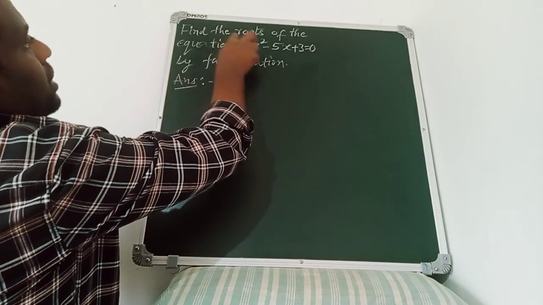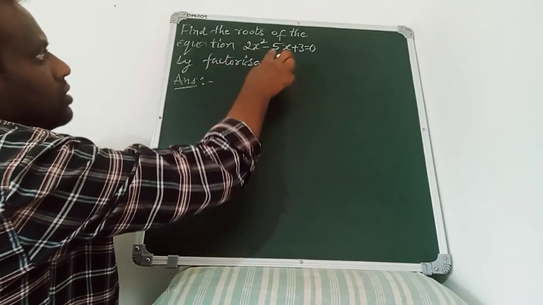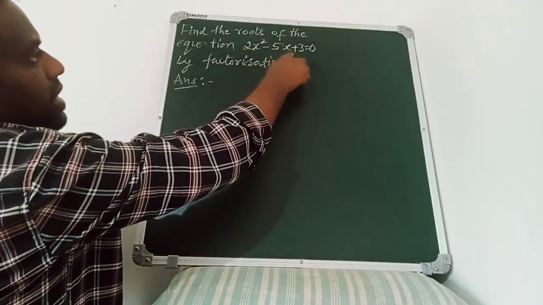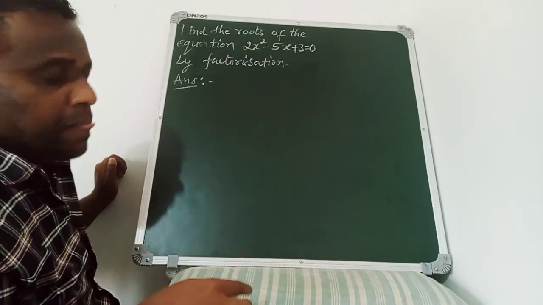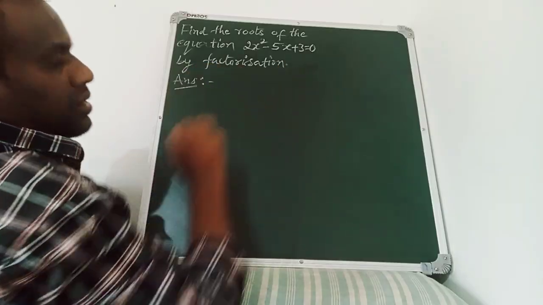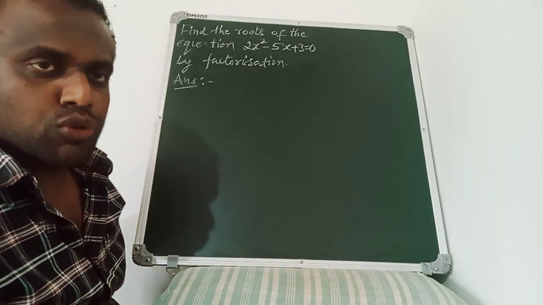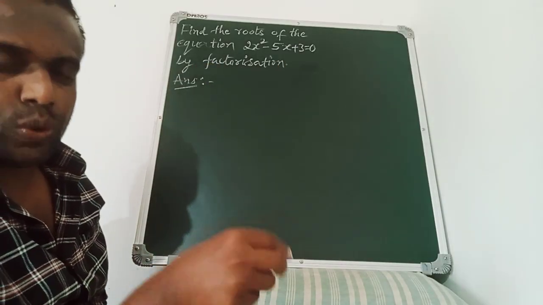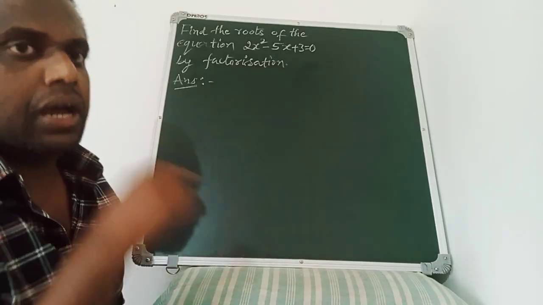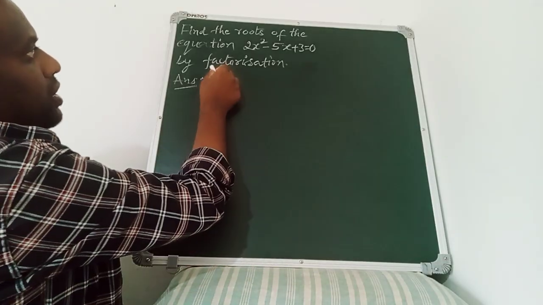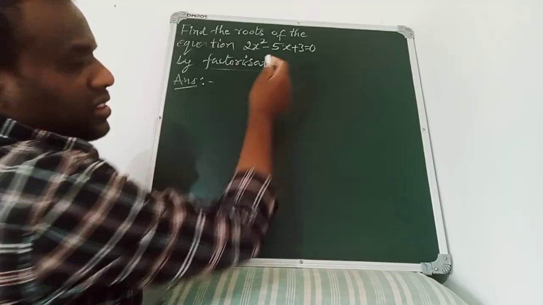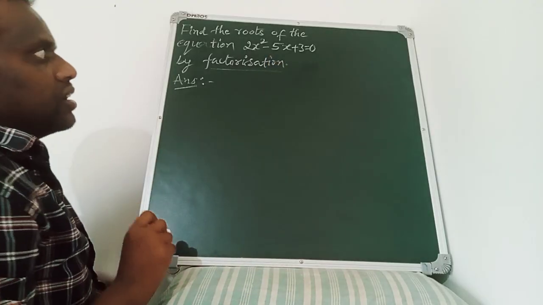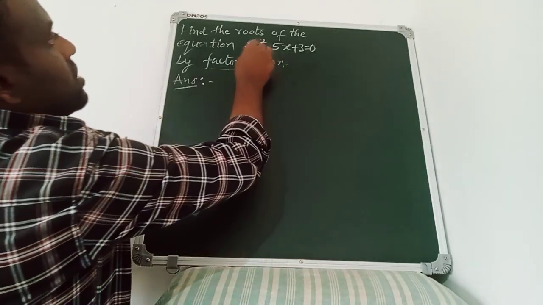Find the roots of the equation given, 2x square minus 5x plus 3 is equal to 0, by factorization method. There are other methods to find the roots, like completing the square method and using the quadratic formula. But here we have to find only by using this method, factorization. Okay, so first what you do, take this equation.